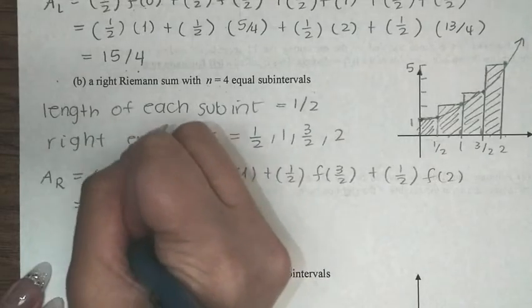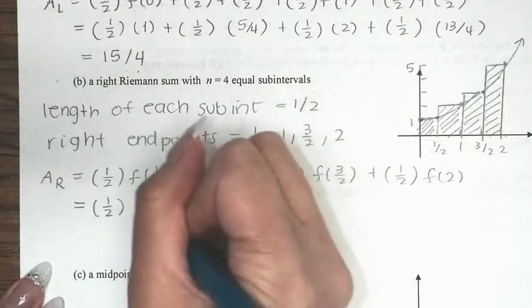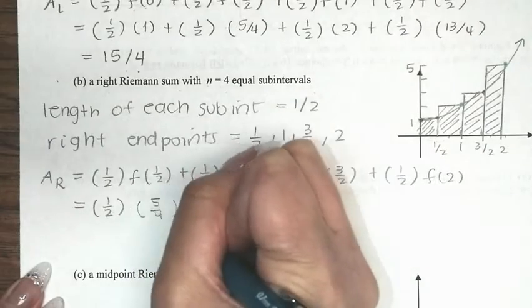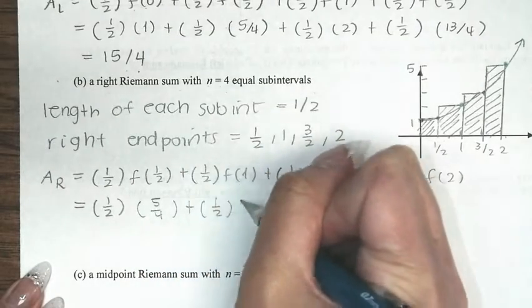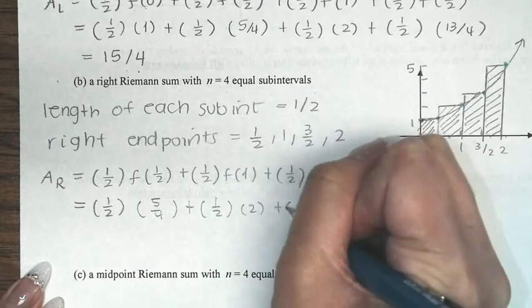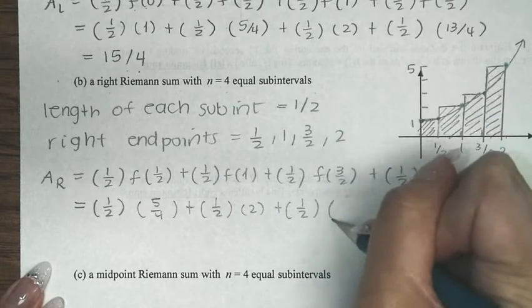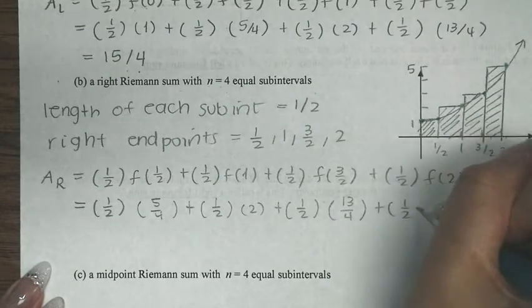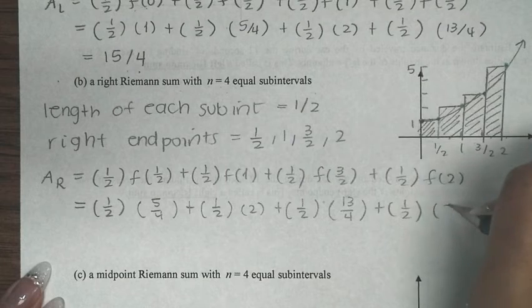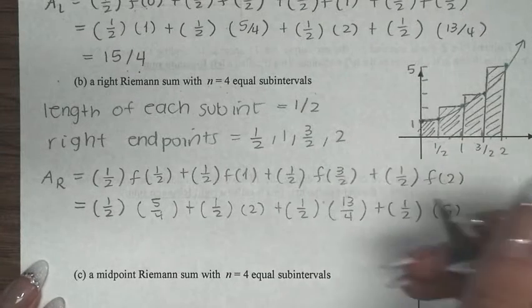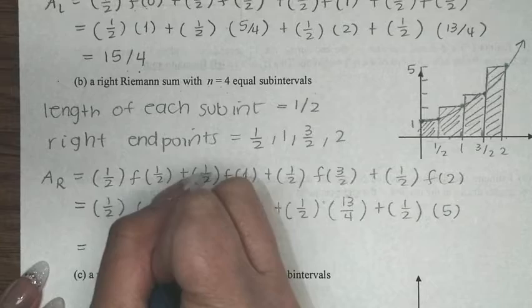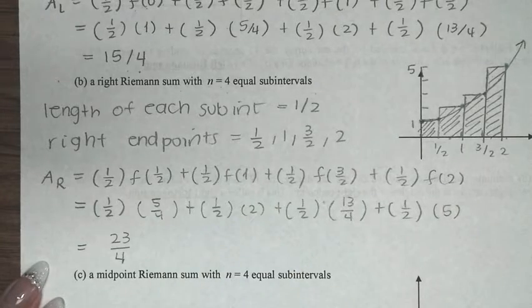Okay, so following the same trend, you have that this is 1/2, and you know that f of 1/2, we said that it was 5/4 plus 1/2 times it was 2 plus 1/2 times this was 13/4, and last but not least we have 1/2 times, and this is going to be a 5. Okay. Similarly, we add them together, obviously multiply, then you add, and you have that it's 23/4.